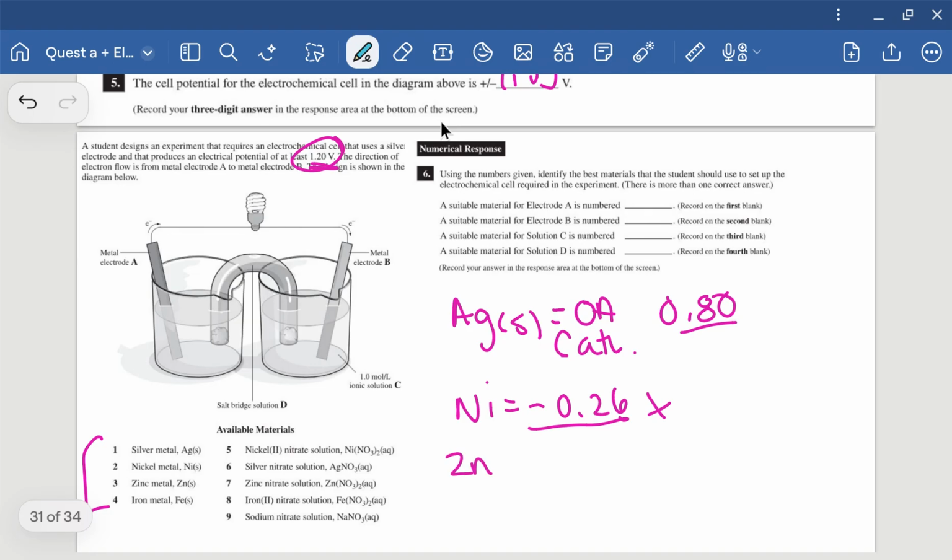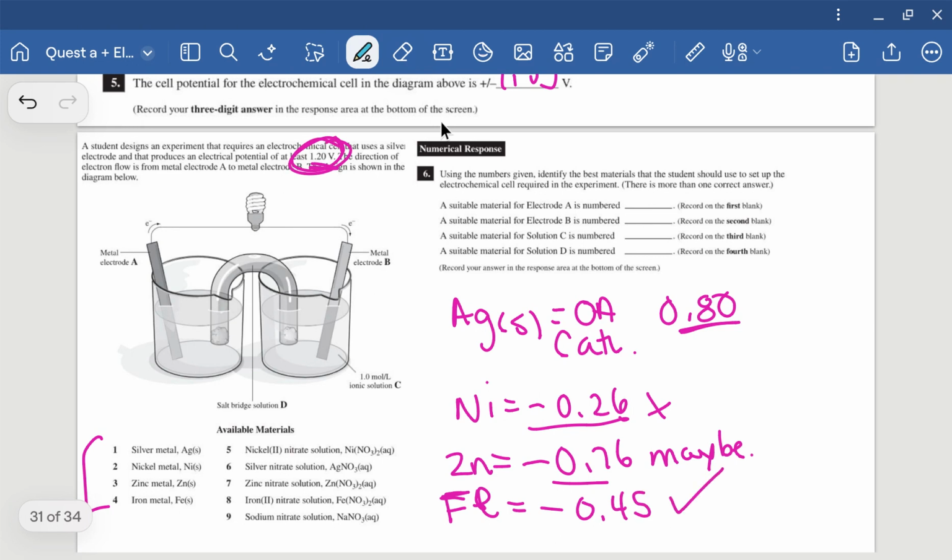If I look at zinc, I have negative 0.76. So if I do cathode minus anode, I'm getting closer, but we want to check the last one, which is iron, Fe, which is negative 0.45. And I'm very close to the 1.20 when I do my cell potential. So I can be pretty confident to say that this is iron and this is silver because of what I'm seeing within.